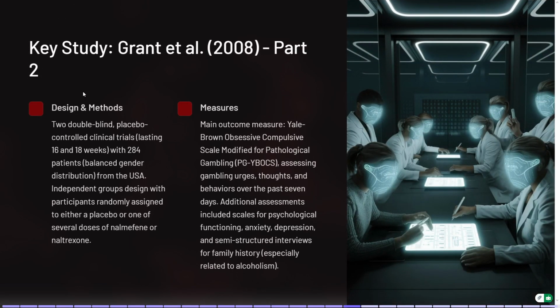All right, so the design and method: they used a double-blind, placebo-controlled clinical trial. Double-blind means the experimenter and the participant do not know which condition they're in. It lasts between 16 to 18 weeks with 284 patients. They used a balanced gender distribution from the USA. Independent group design, so you either are in the drug group or you belong to the placebo. Participants were randomly assigned to either the placebo or the several doses. Now we have the several doses of nalmefene or naltrexone.